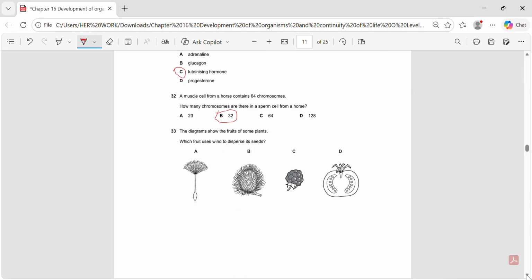Next, the diagrams show the fruits of some plants. Which fruit uses wind to disperse its seeds? This means that the fruit shown in option A has structures like wings or hairs that allow it to be carried by the wind. The correct answer is A.